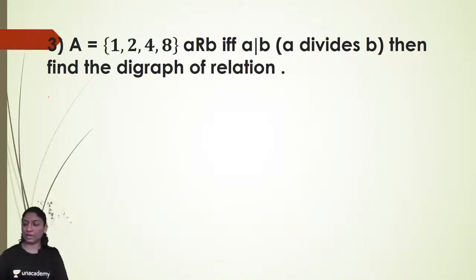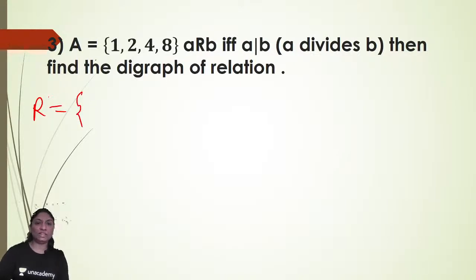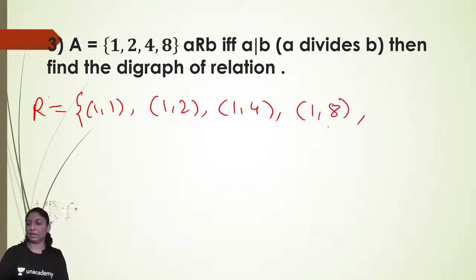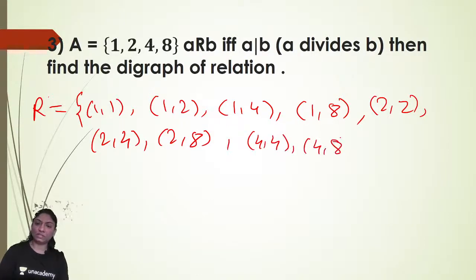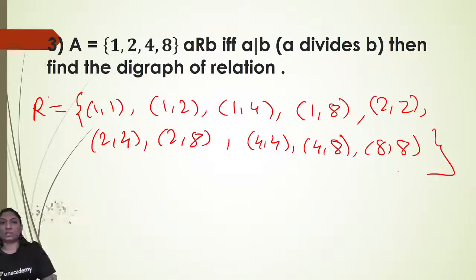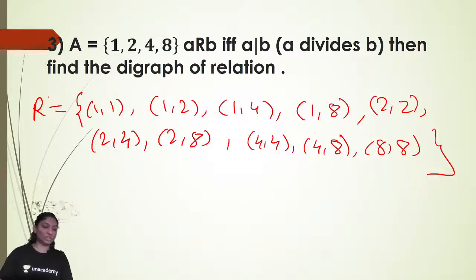So for the relation R, first find out where A divides B. 1 divides 1, 1 divides 2, 1 divides 4, 1 divides 8, right? Then 2 divides 2, 2 divides 4, 2 divides 8. 4 divides 4, 4 divides 8, and 8 divides 8. Now find the digraph of the relation R.